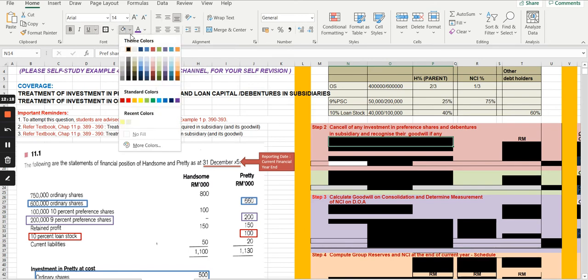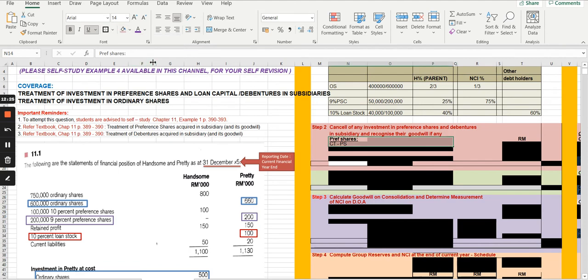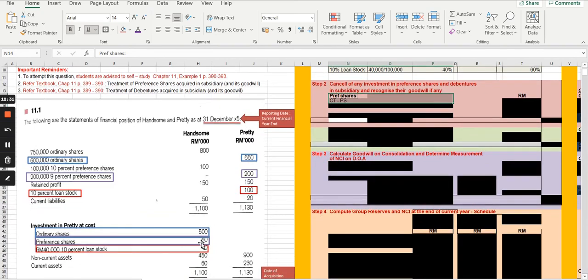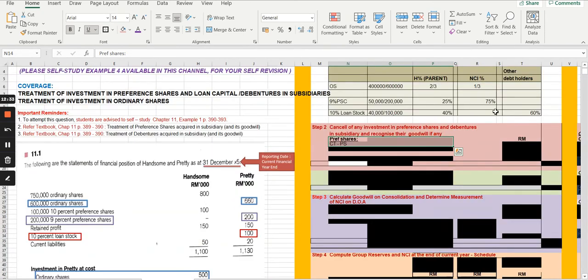So let's look at what we have. So if you look at the preference shares, the consideration transferred for the preference shares, as I said, was 50,000. So you're going to put here, just like what you calculated before, 50.